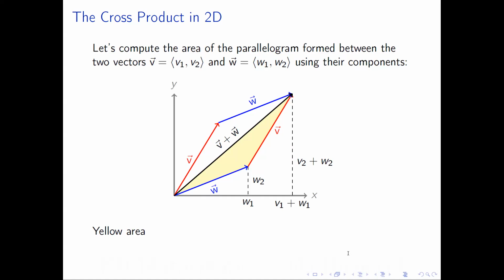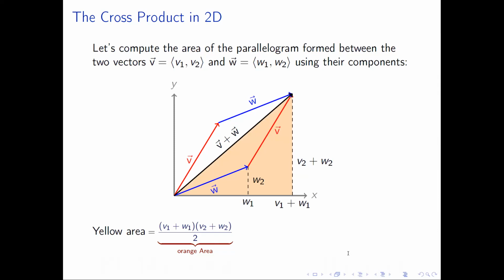The other one goes from the sum vector to the x-axis. Now, looking at that area, the yellow area is equal to the orange area. What is the orange area? Orange area is the perpendicular drop down from the V plus W vector. And so the sides of this triangle are V1 plus W1 and V2 plus W2. Area of a triangle is (V1 plus W1) times (V2 plus W2) divided by 2.